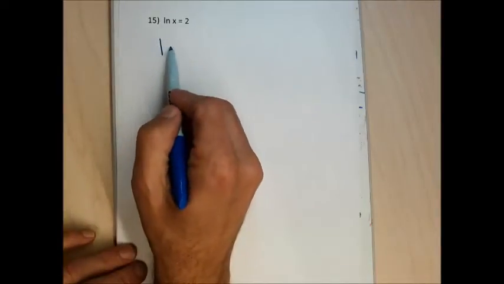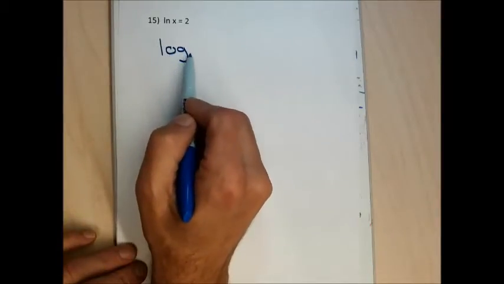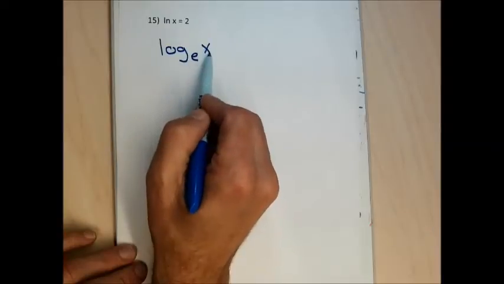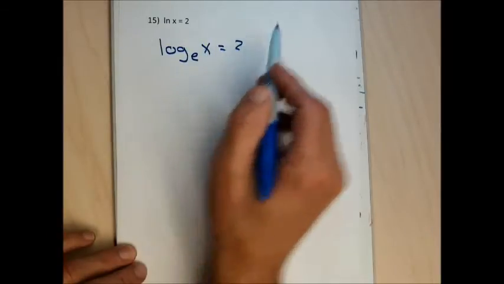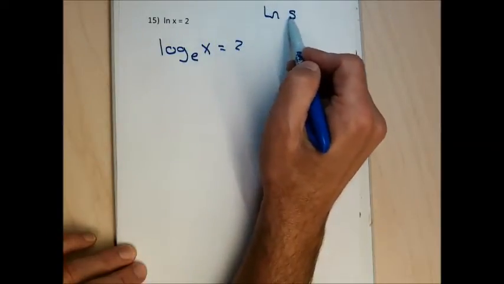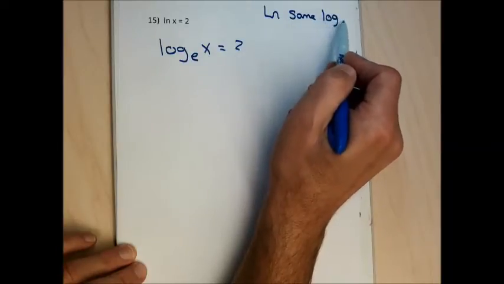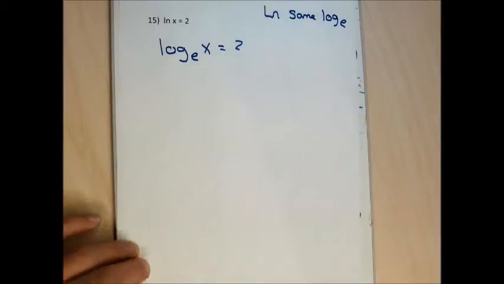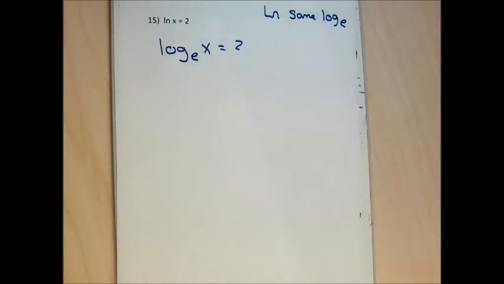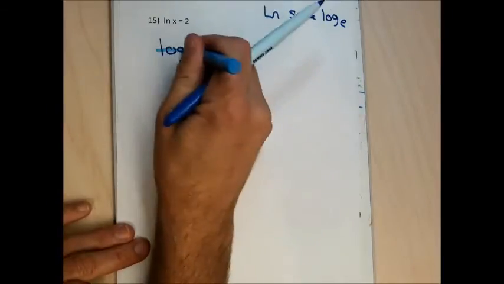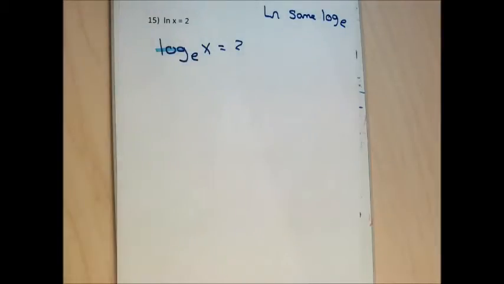I'm going to do 15 exactly the same way once I get the problem rewritten. Problem 15 has an ln, and ln is the same as log base e. So I'm going to rewrite the left-hand side with the log base e in order to do what I need to do. So now I'm going to write the problem without the log. I'm going to cross out the log.